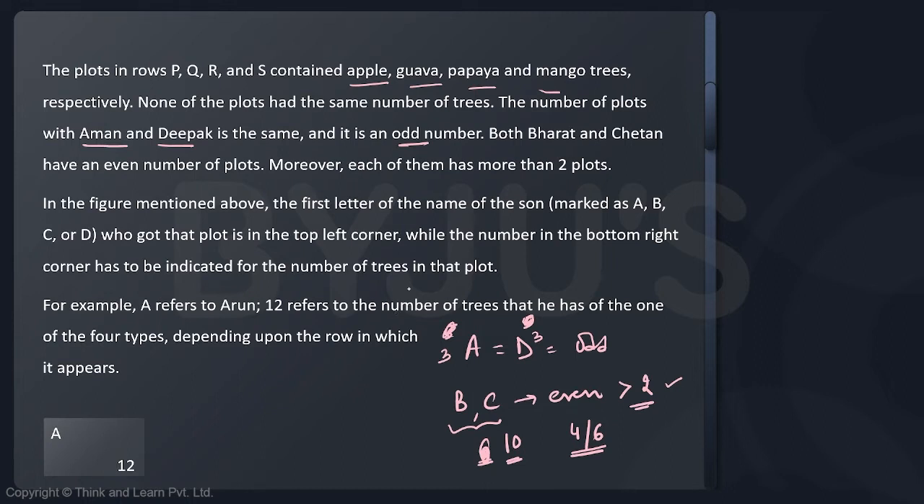Now, in the figure mentioned above, the first letter of the name of the son, A, B, C, D, who got that plot is in the top left corner, while the number in the bottom right corner indicates the number of trees. For example, A refers to Arun, so of course B refers to the second guy, C to the third, and D refers to the fourth. 12 refers to the number of trees, which is of one of the 4 types depending upon which row it appears. So this is the information till now.